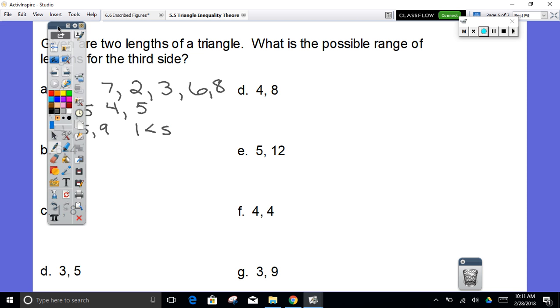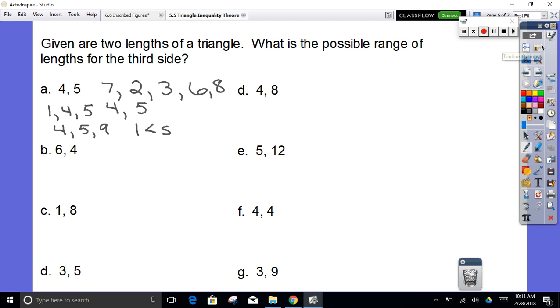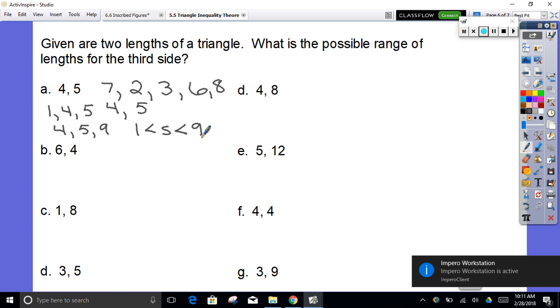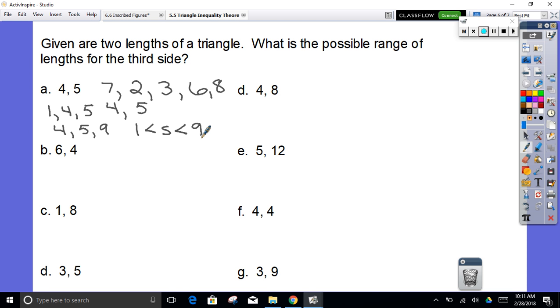Remember these symbols? We haven't talked about inequalities very much this year, but this is a less than sign. 1 is less than S, the third side, which means the third side has to be greater than 1. And the third side has to be less than, when we add these together, we get 9. So it has to be in between 1 and 9, but it can't be 1 and it can't be 9. So it could be a decimal number too. It could be something like 1.3. If we had a block that was 1.3 centimeters long, that would work.